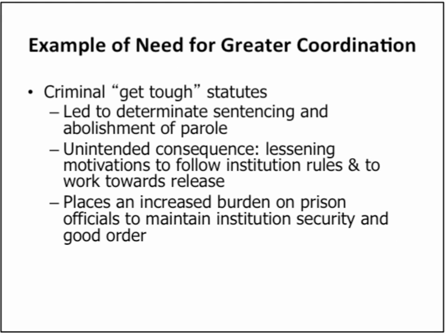An example would be a criminal get tough statute where it led to determinate sentences, abolishing parole. The unintended consequence would be it would lessen the motivation of a prisoner, somebody who's really got no incentive to behave well or work towards release. And that, as a result, places an increased burden on prison officials to maintain the institutional security and good order.